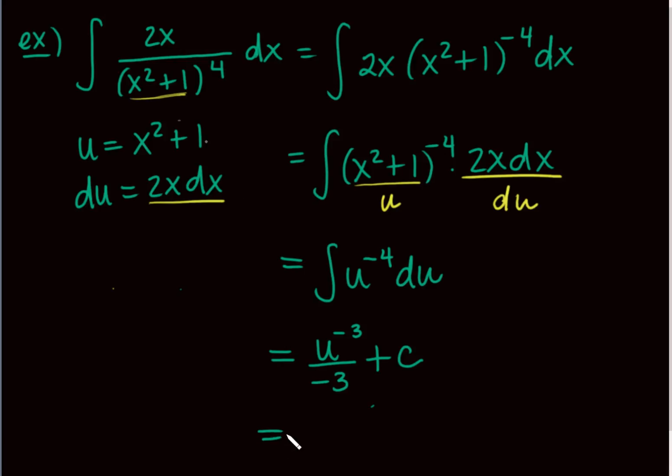And then what do I have? My final answer, right? I'd probably write this as a negative 1 over, so this 3 stays in the bottom. And then what is u? u is x squared plus 1. And then this to the negative 3 will just give me a 3 on the bottom, plus c. And we're done. Isn't that cool?